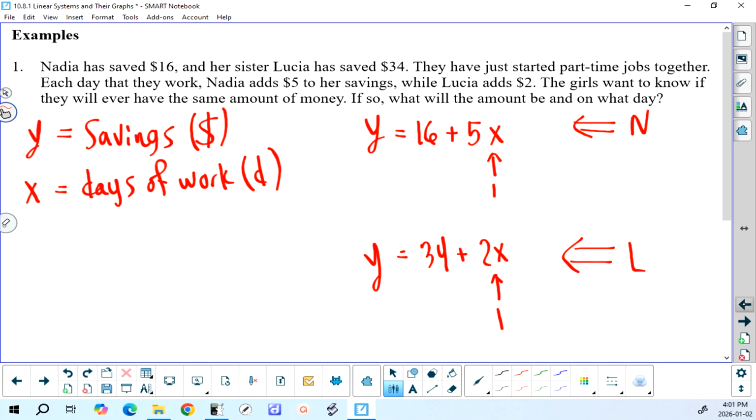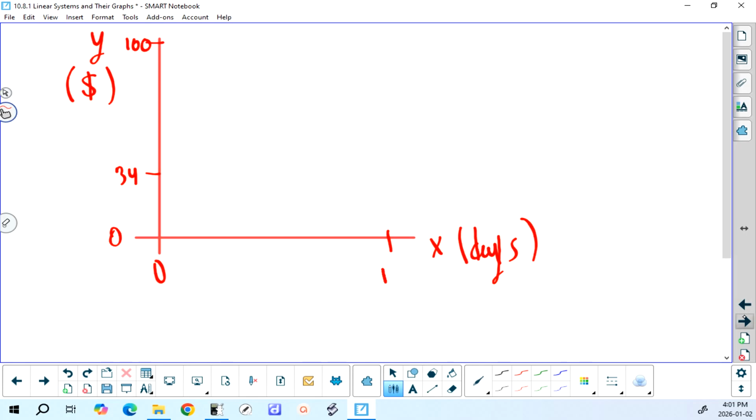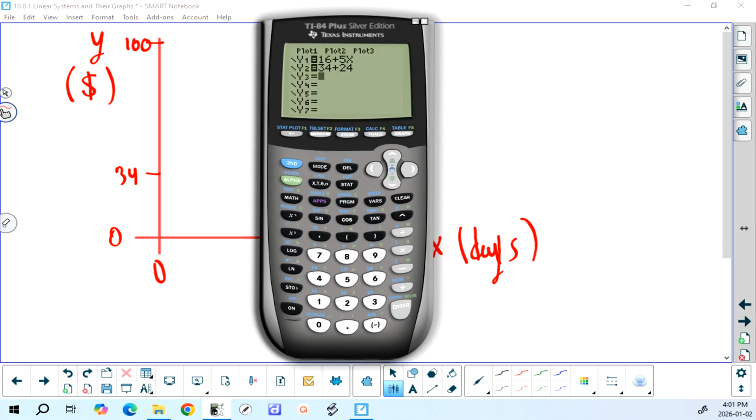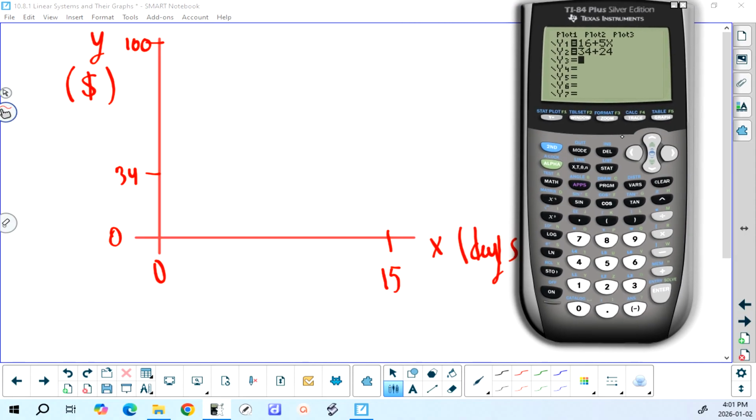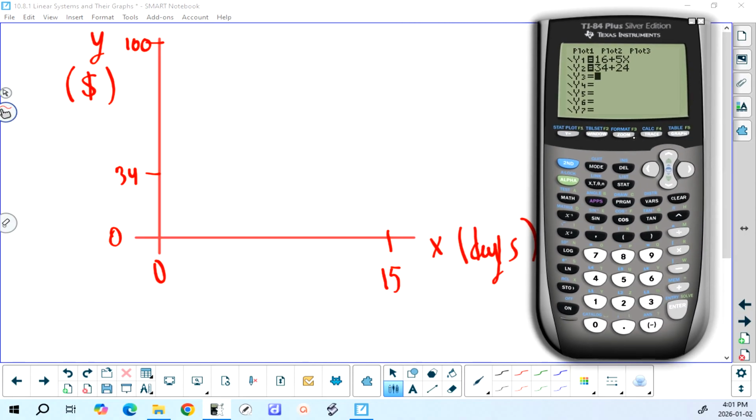I'm going to suggest we go up to 15 days. And if 15 days doesn't do it, if we're not happy with the outcome here, and I honestly don't know if we're going to be or not, then we can change the settings. So we have everything in the calculator. Now what we're going to do is go to the window key, which is right to the right of your y equals key.